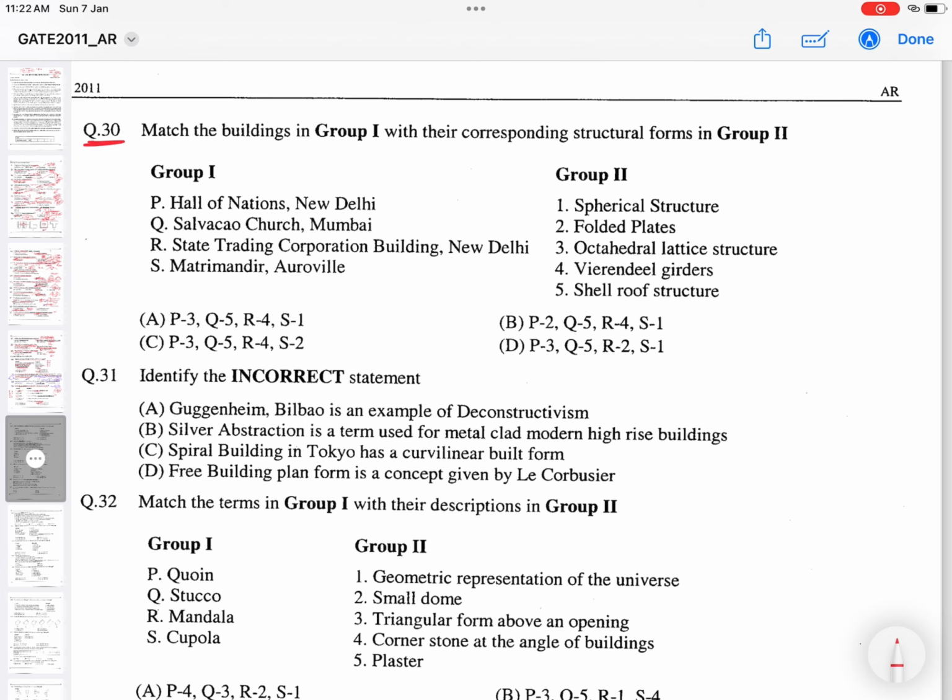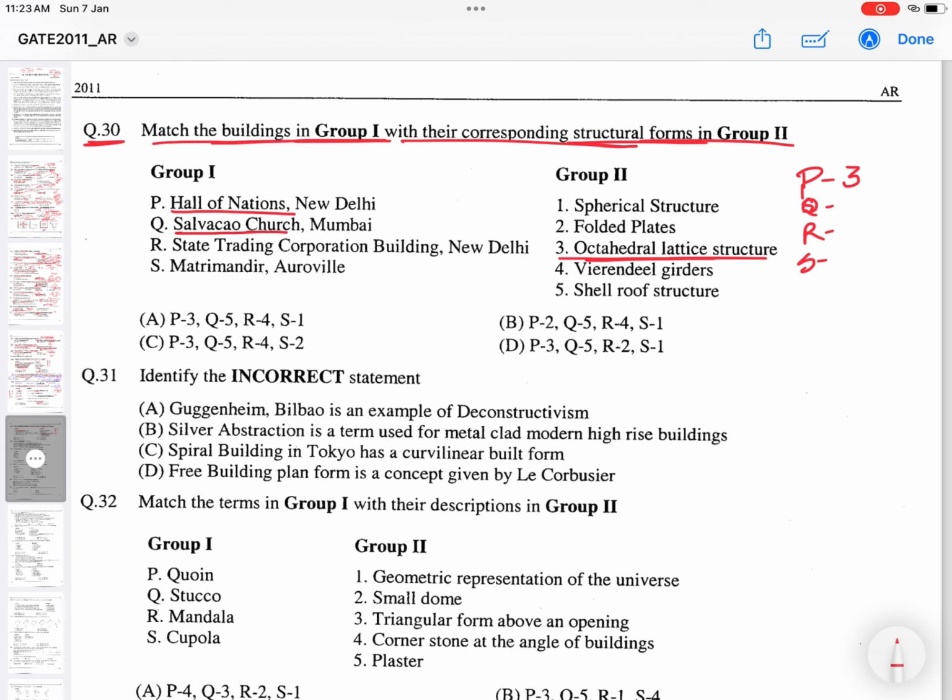Coming on to question number 30. Match the building in group 1 with their corresponding structural form in group 2. Hall of Nations, I feel very sorry for this building, how it was killed, I will say murdered brutally. Now, Hall of Nations, New Delhi. The architect was Raj Rewal. It was an octahedral lattice structure. For some of the buildings you can remember the structural system.